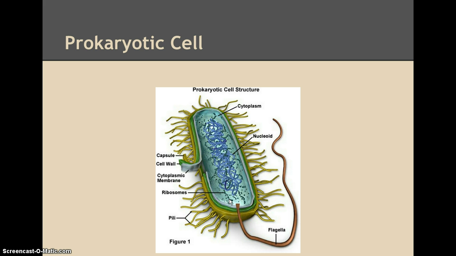Prokaryotes also have ribosomes. Both prokaryotes and eukaryotes have ribosomes. They both synthesize proteins. Pili are relatively small projections of the cell, and they allow for movement. The same for the flagella, but there's usually only 1 or 2, and they're much larger, as you can see in the picture.